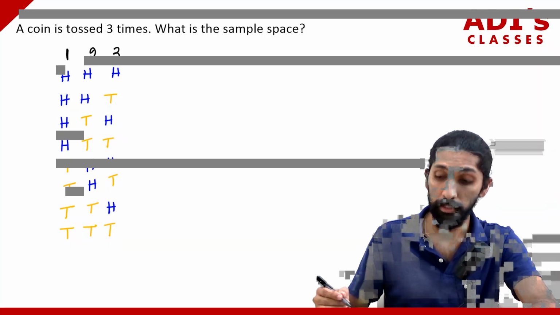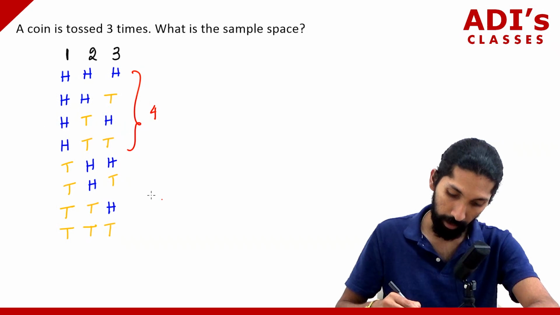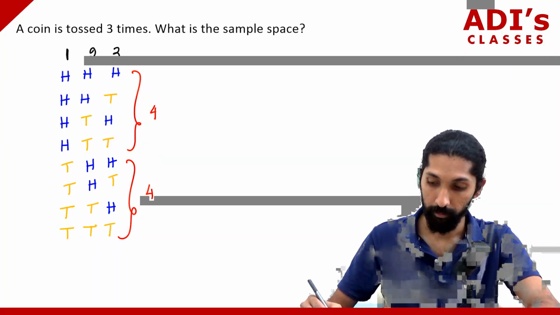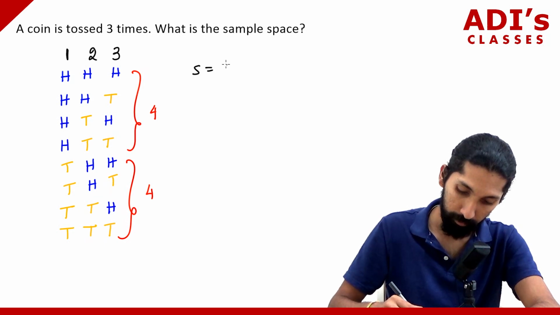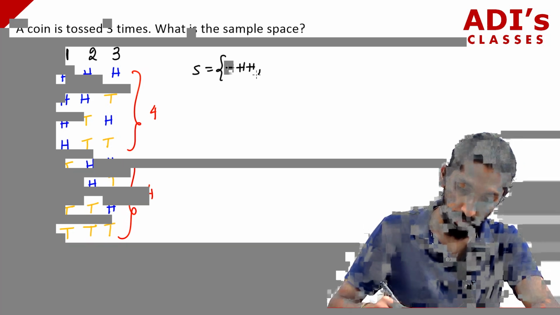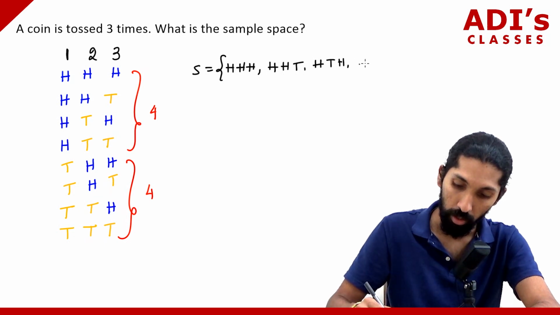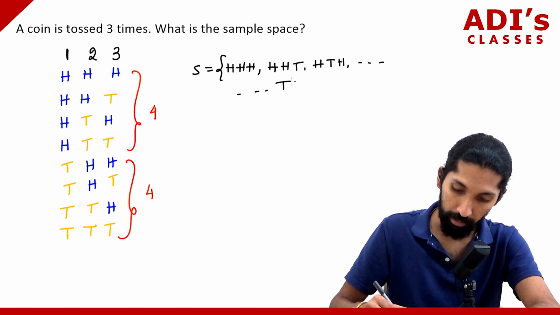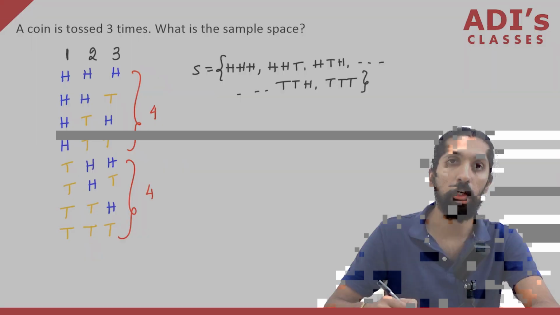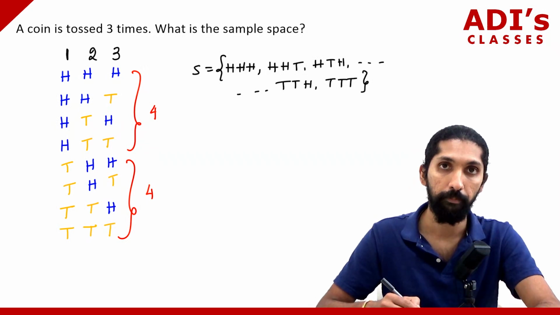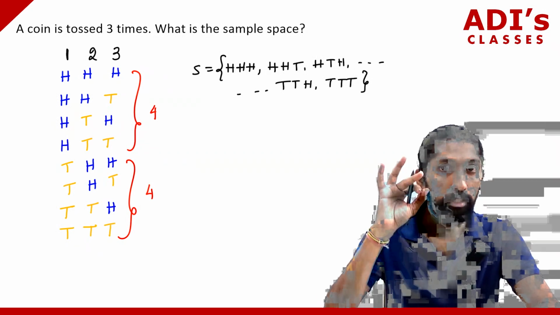So how many are there? If you look at it, here you're going to have 4 starting with head and 4 starting with tail. Correct? So when you're writing the sample space, we write it like this: S is equal to HHH, HHT, or the next one, HTH, and so forth, till THT, TTH, TTT. So in total, we are going to have 8 possibilities in the sample space. This is how we write the sample space for the given question, that is, when a coin is tossed 3 times.